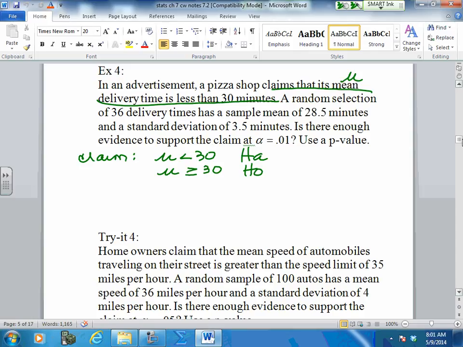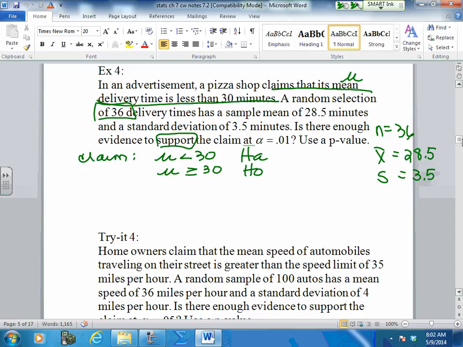Guys, this is really, really important. Now you come along and you disagree with his statement about the population of his pizza shop. Every time you order a pizza, you know it takes more than 30 minutes. So you start sampling all the people that use his pizza shop. Here's your sample of 36 customers, and their sample mean time found to be 28.5. With a standard deviation from your sample of 3.5 minutes, even though your mean looks like it's less, your standard deviation is what affects this. So, you want to know, is there enough evidence to support the claim?